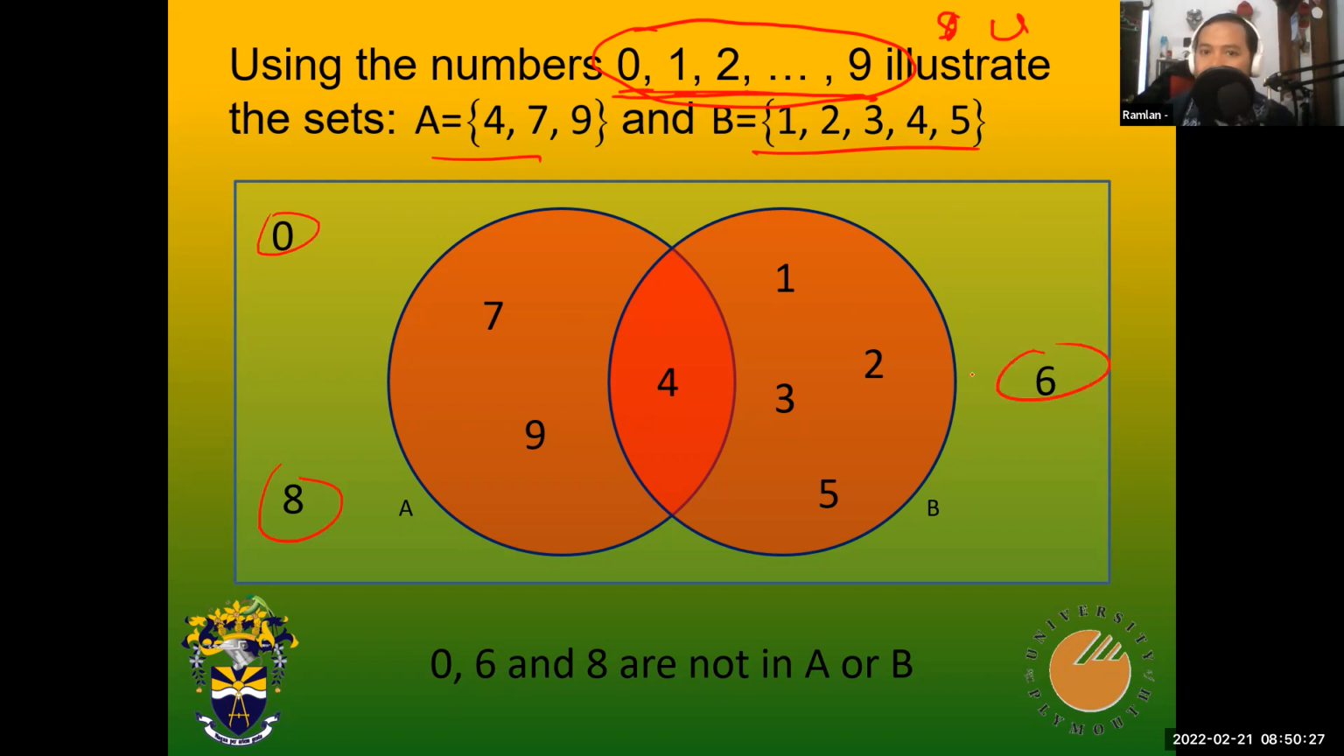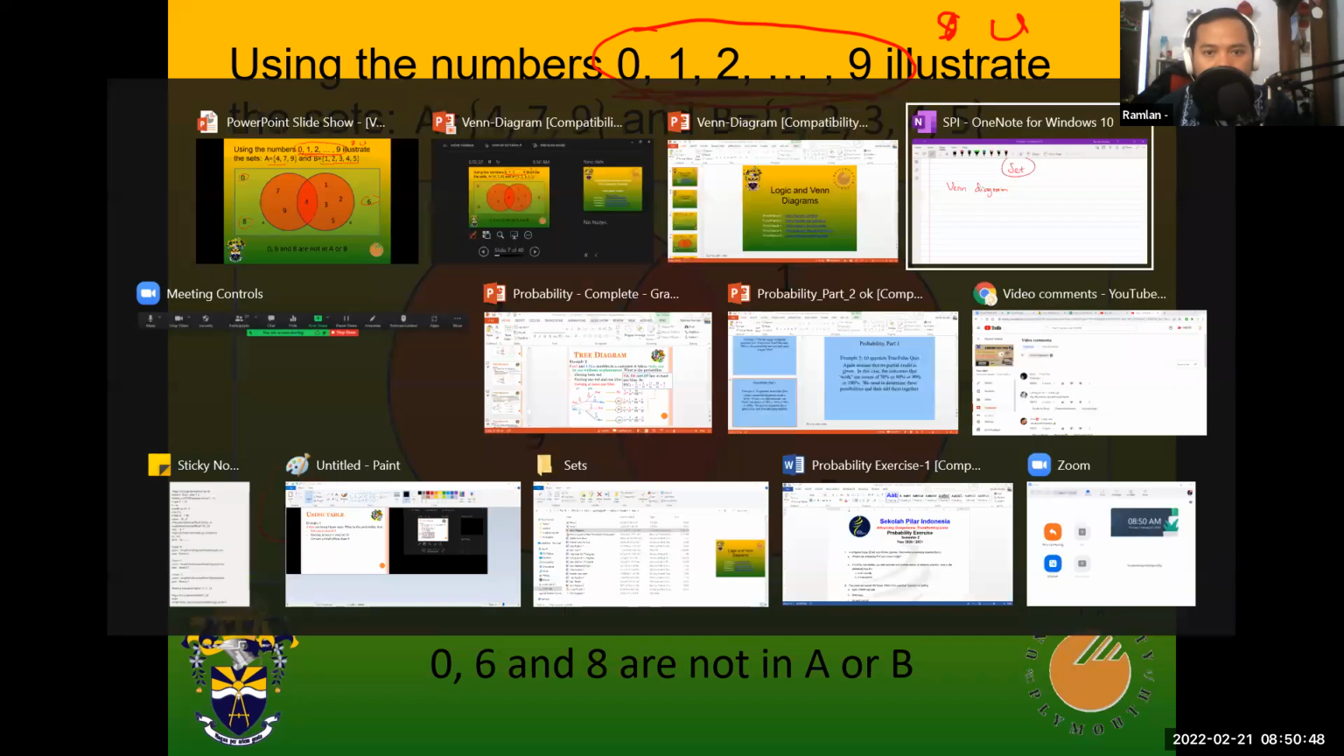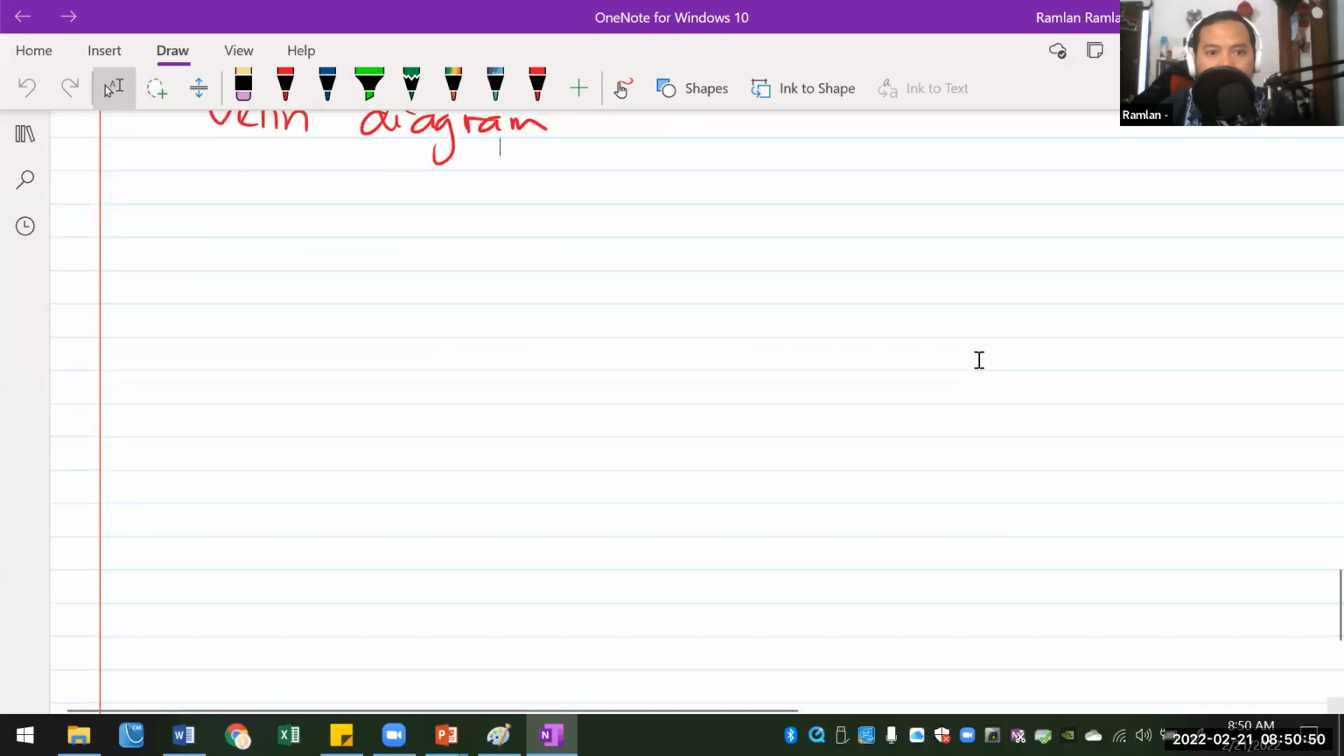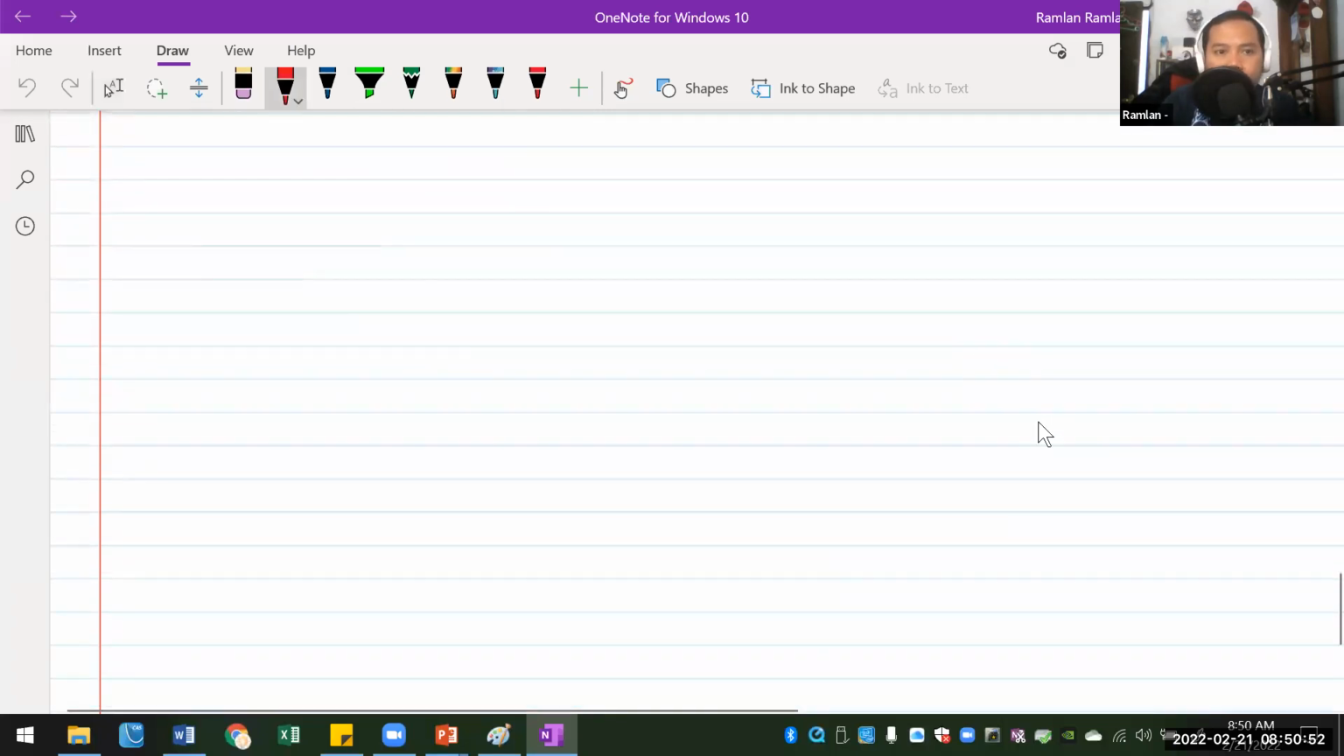Okay, so I'm just going to give you a glimpse of that. And yeah, I'm going to give you one example of how a Venn diagram question can be a probability question. So I'm going to go back to my OneNote. Okay, here you go. If you still remember, yeah.